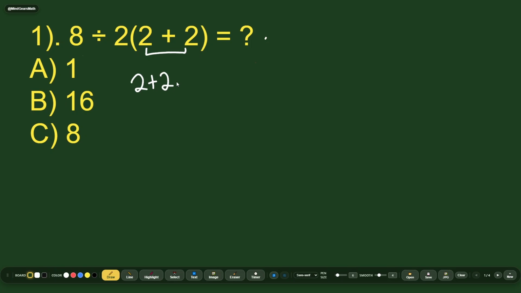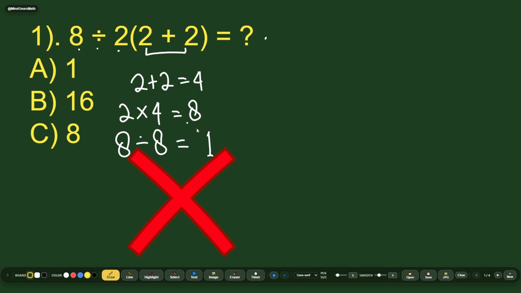2 plus 2 equals 4. Then 2 times 4 equals 8. Then 8 divided by 8 equals 1. Guess what? This is wrong.